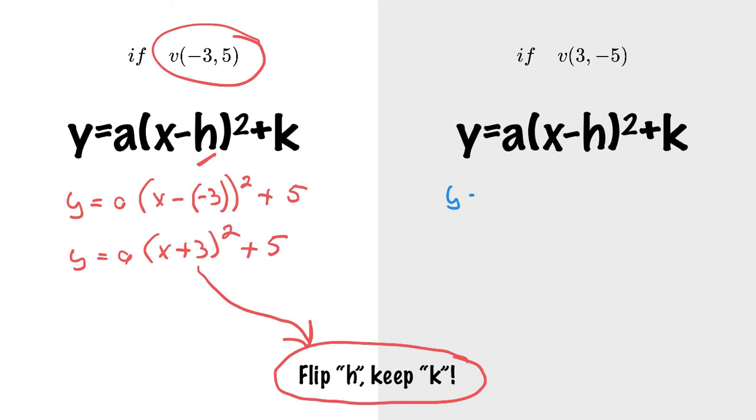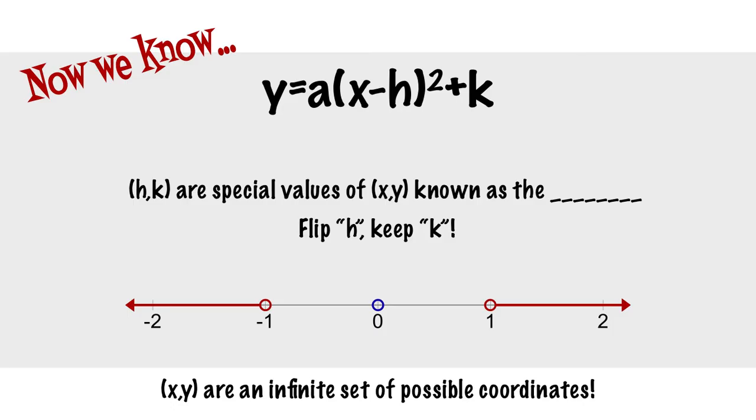If I do the same to the opposite example, sub in 3 for h, you'll notice that you flip h to get back to the vertex. Now we know what all the letters in the vertex form of quadratic mean. We know that A tells us whether the parabola opens up or down. If it's positive, it opens up. If it's negative, it opens down.